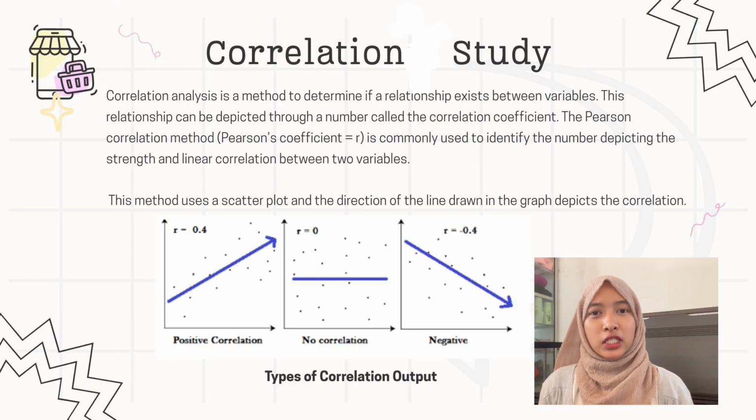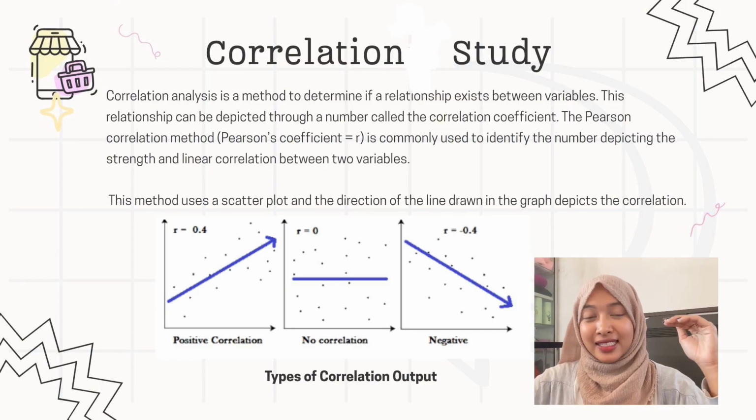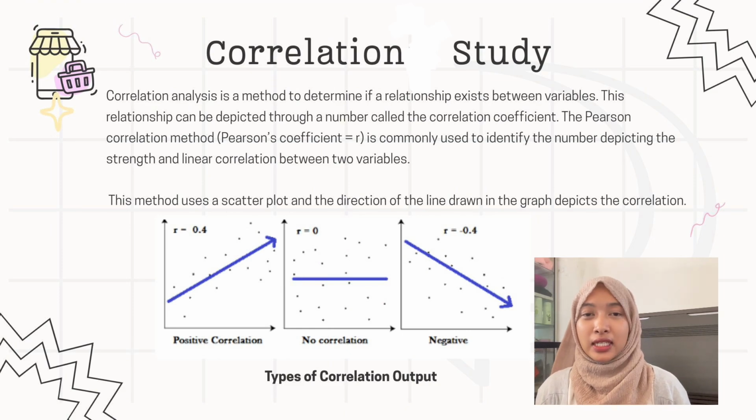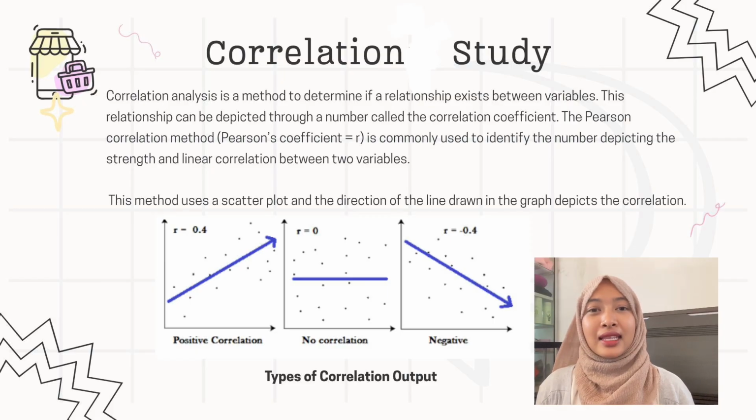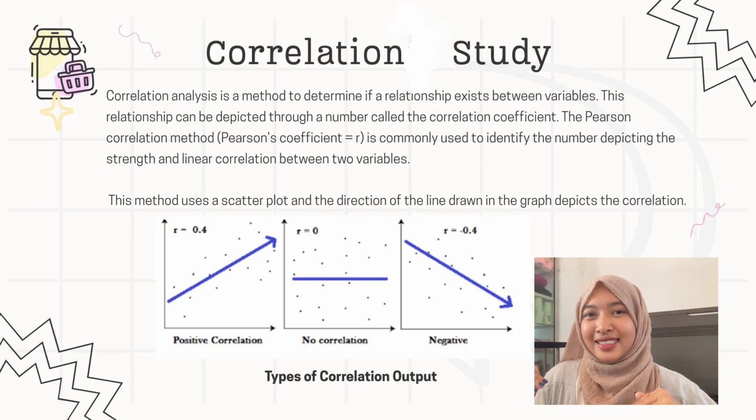So what is the meaning of positive correlation? Positive correlation means both variables change in the same direction. For example, if your height increases, it means your weight also increases. And the second is zero correlation, where there is no relationship between the two variables. For example, coffee consumption is not correlated with height. And the third is negative correlation. It means the variables change in opposite directions from the positive correlation. The example is, as coffee consumption increases, tiredness decreases.